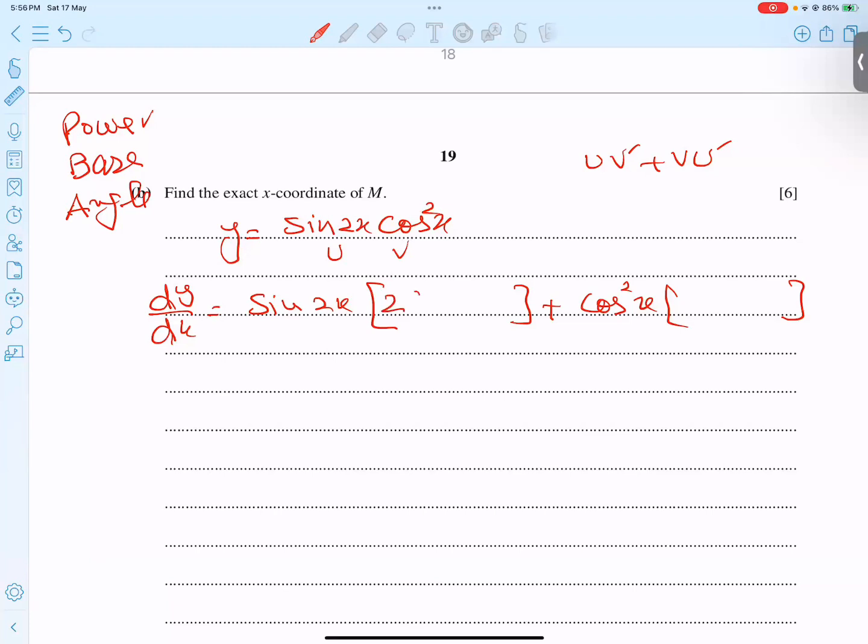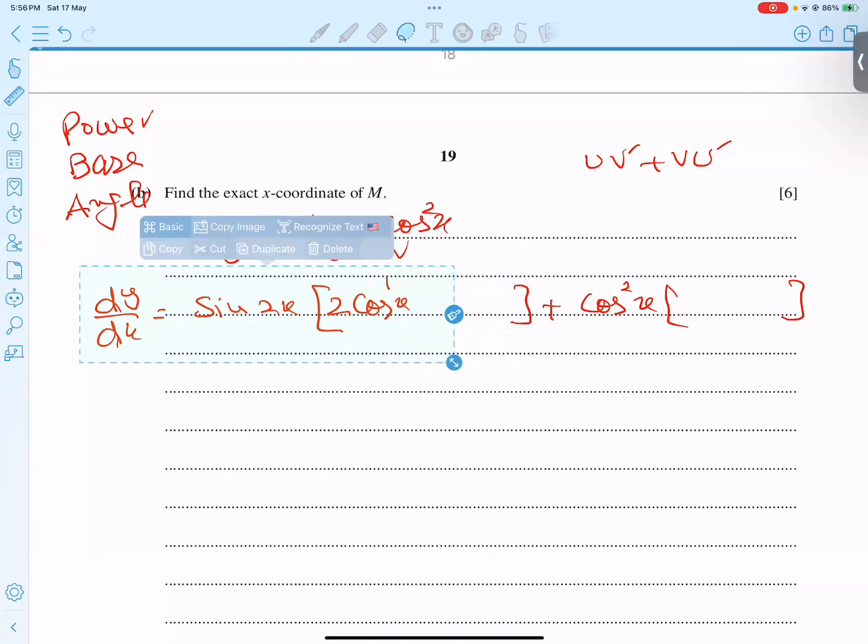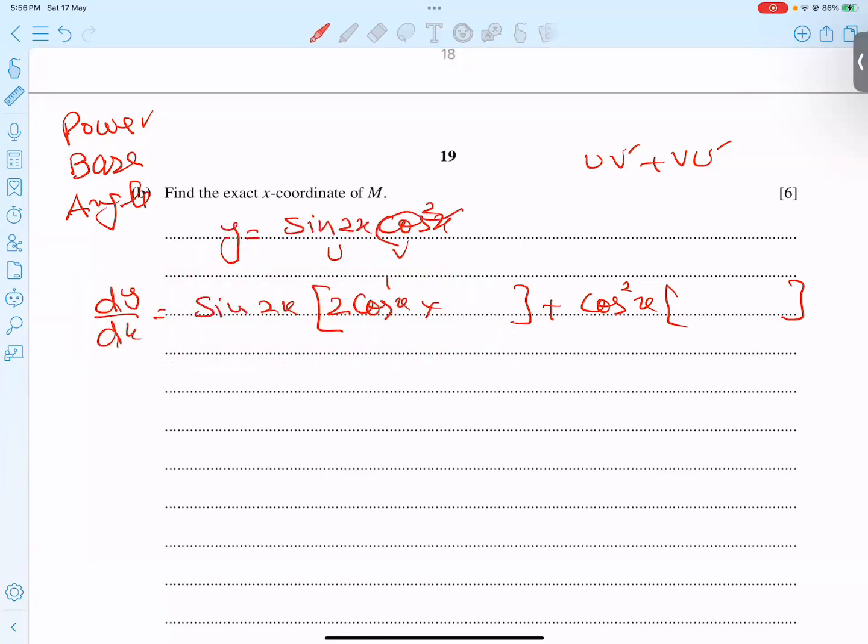So 2 comes down and the power becomes 1 less, 1, and times the base derivative. And what is the base derivative? That is cos, and the derivative of cos is minus sine x. At the end, 1 comes from the angle derivative. So step by step. And what about sine double x? It becomes simple, cos double x. It has no power, start from the base and into the angle derivative. And what is that? Angle derivative is 2.